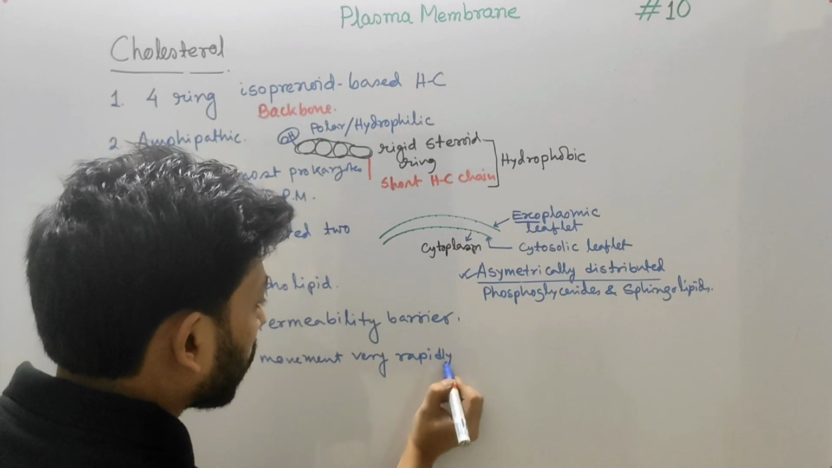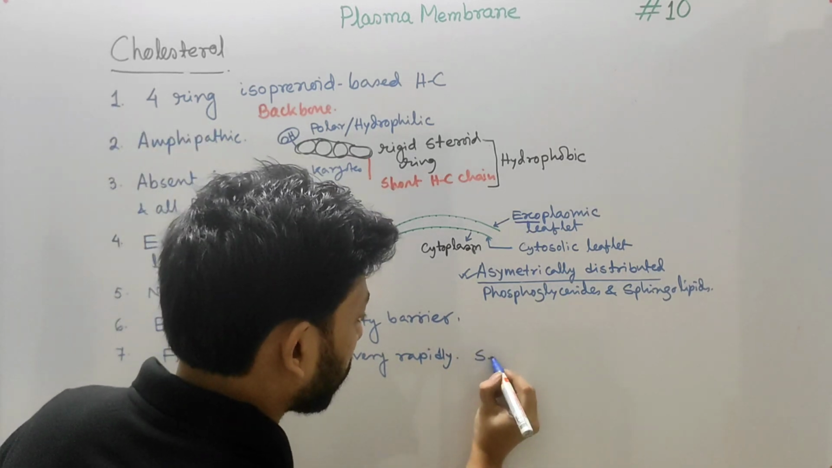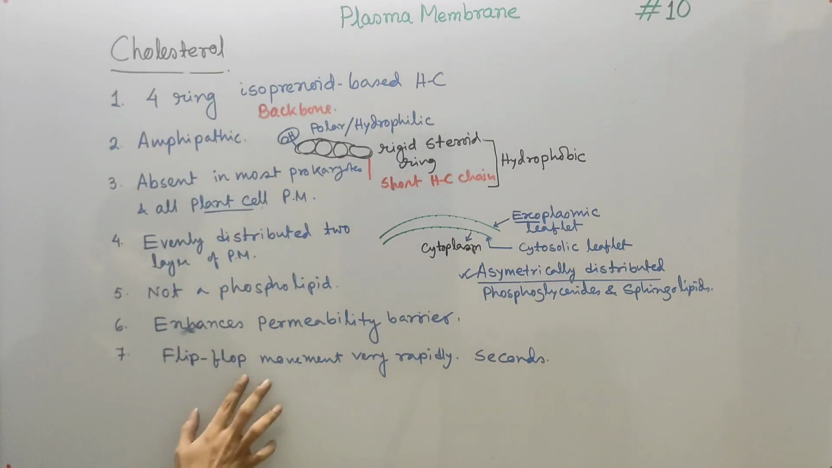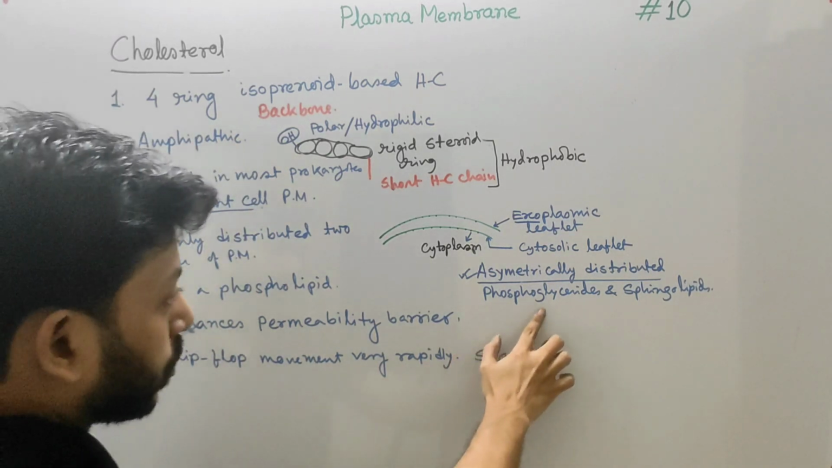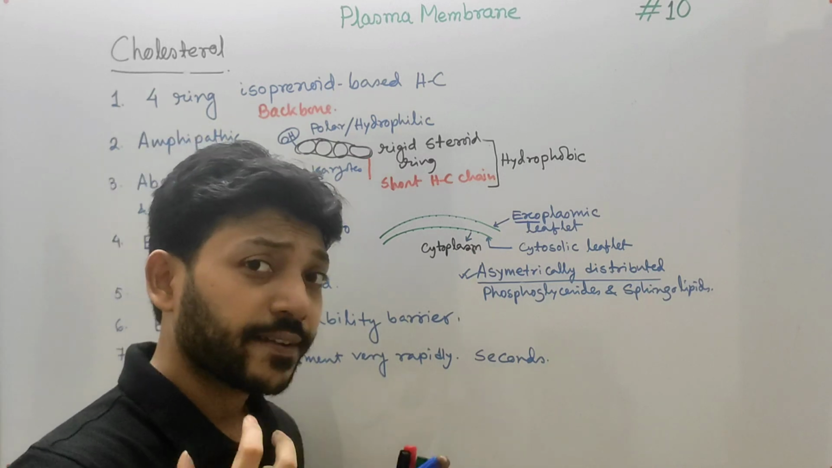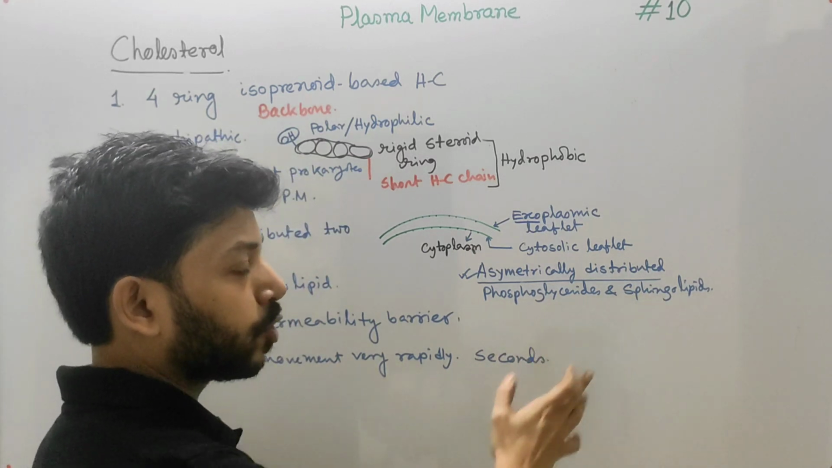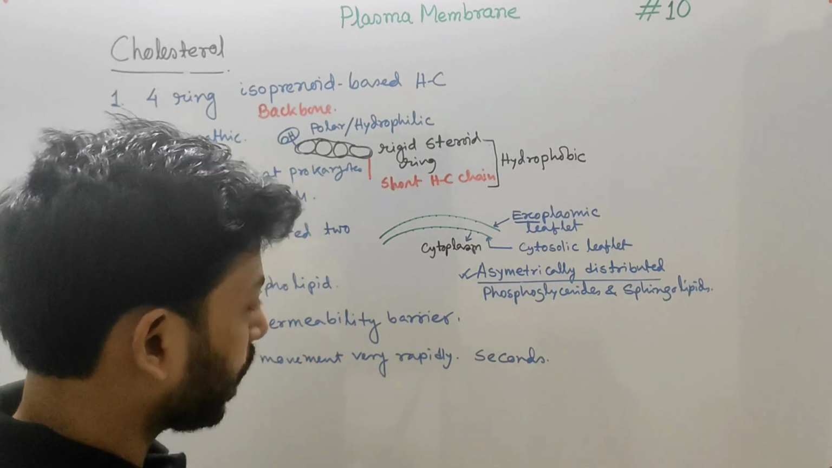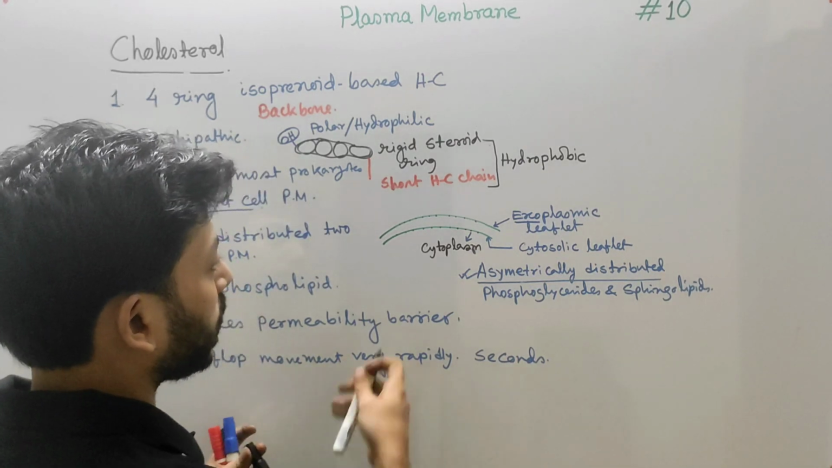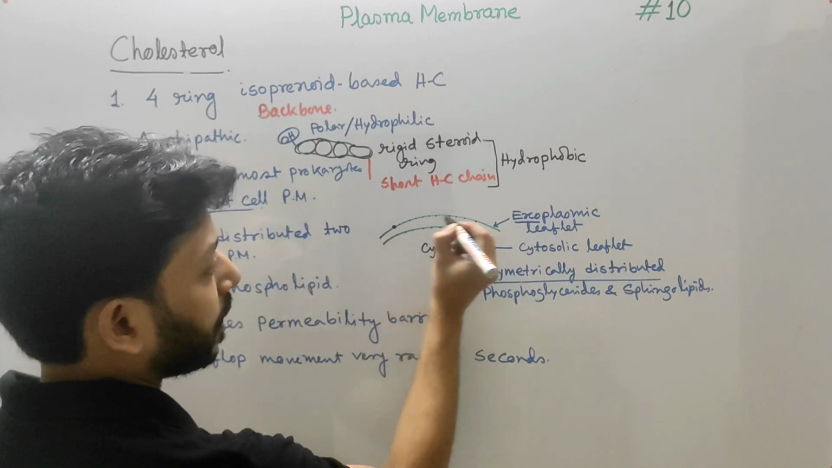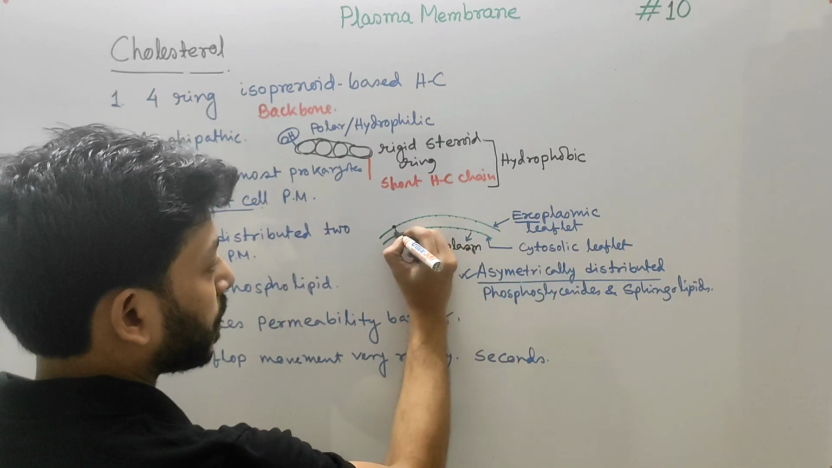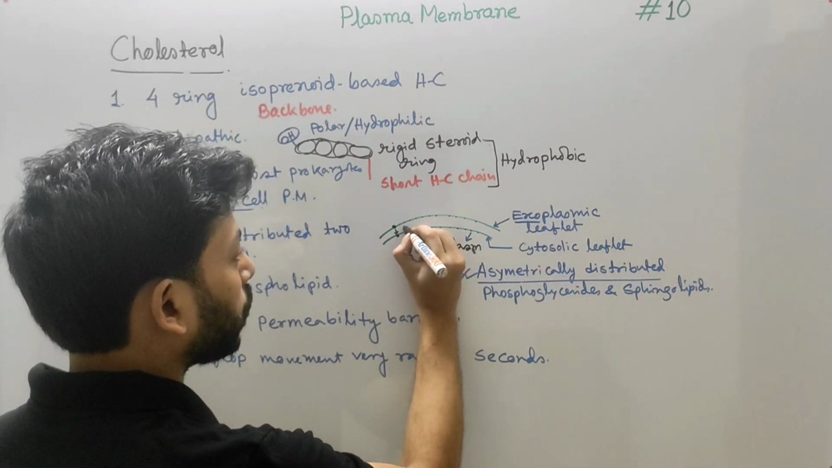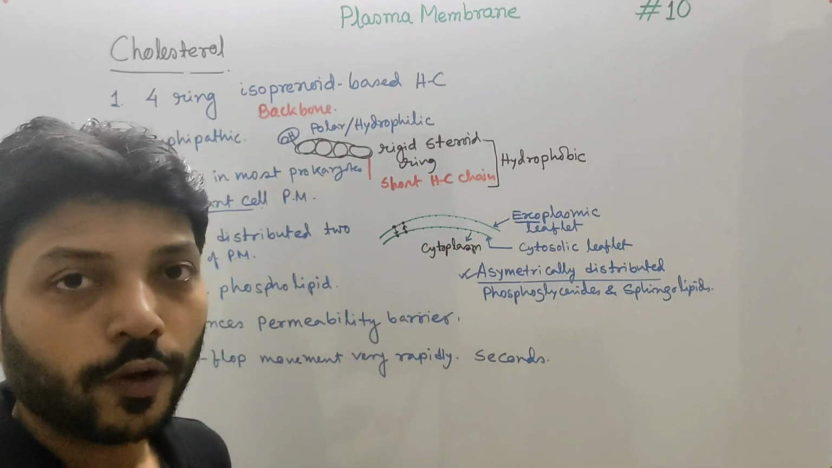Okay, in a time scale of just seconds. And here is the difference between cholesterol and phosphoglycerides and sphingolipids, because very rarely are phosphoglycerides and sphingolipids seen to perform flip-flop movement. Now, what is flip-flop movement? Flip-flop means, let's suppose any molecule or structure is present in the exoplasmic leaflet. If it comes to the inside or cytosolic leaflet, or from the cytosolic leaflet to the outside leaflet, this is called flip-flop movement.